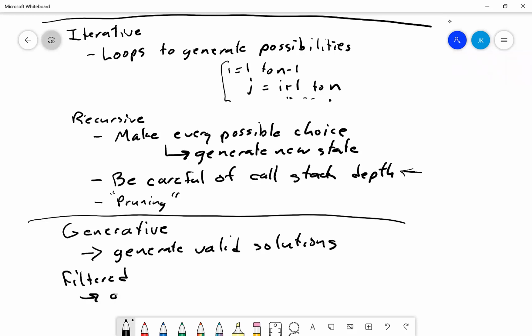And this means that you, I won't use the word generate, I'll use the word create.